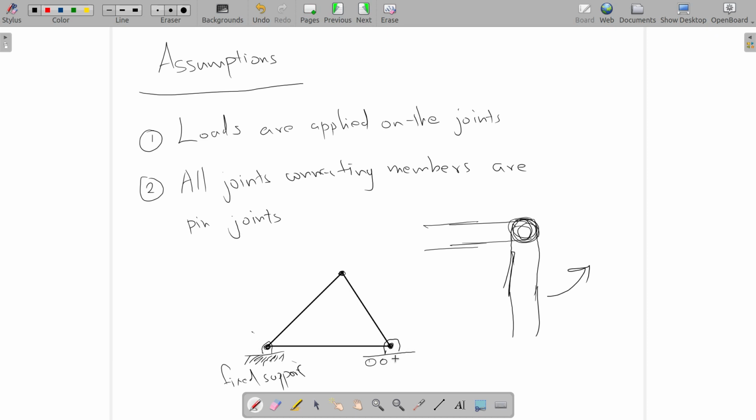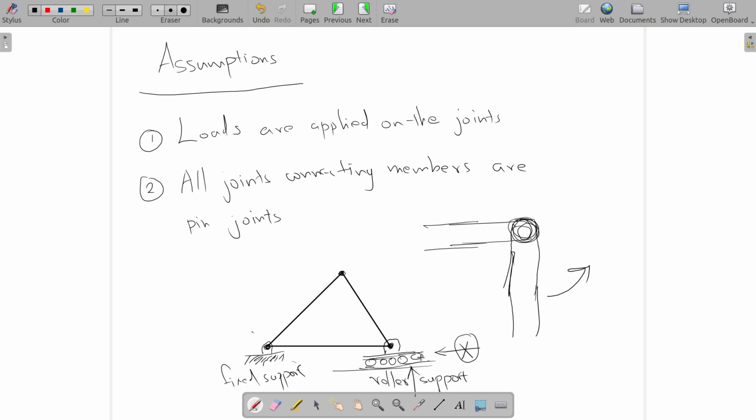Another kind of support is a roller support. Roller support means it's like having wheels on the support. So this is a roller support. From the roller support you can only have a support reaction normal to the surface. You cannot have forces which are parallel to the surface.